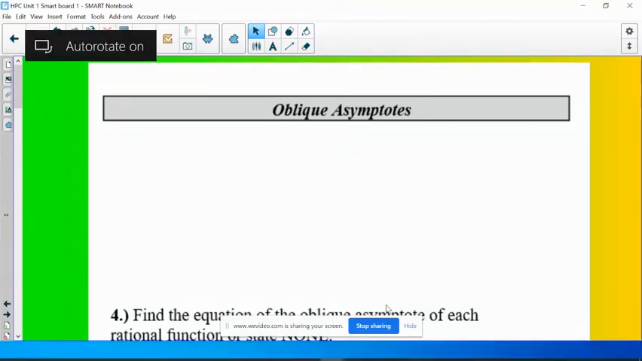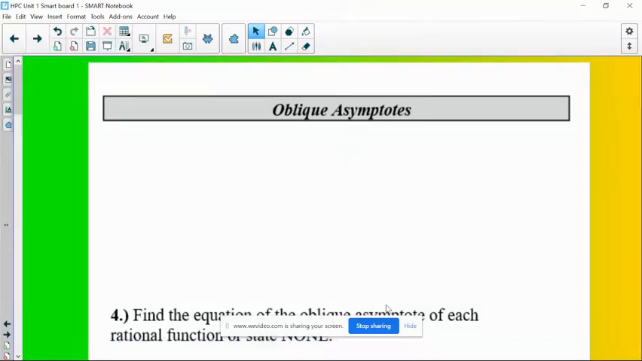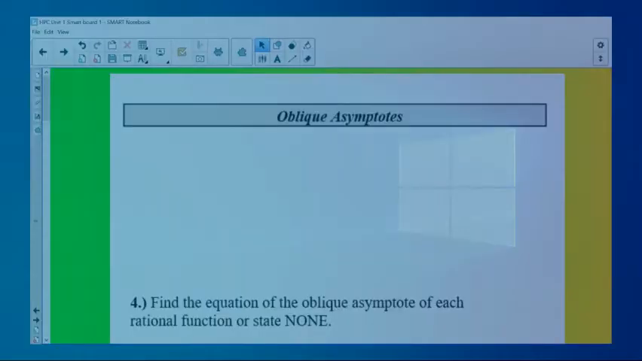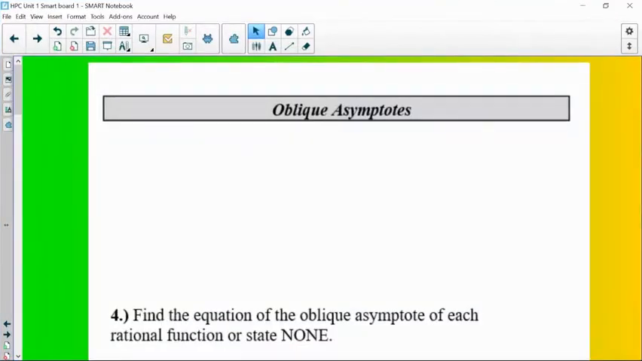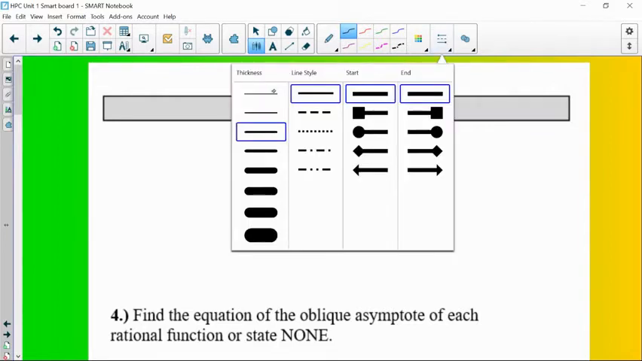Okay, so I want to talk about functions, rational functions, I should say, that have oblique asymptotes. And remember we said an oblique asymptote, so there's vertical lines, horizontal lines, and then if your line is not vertical or horizontal, then it's called an oblique line. So those are the kinds of asymptotes that we're going to look for.